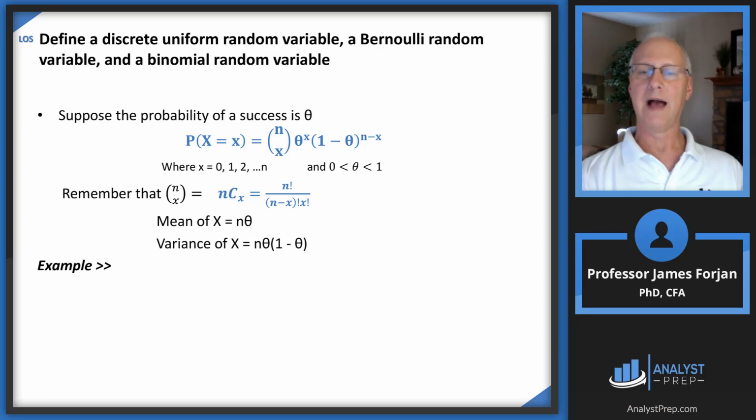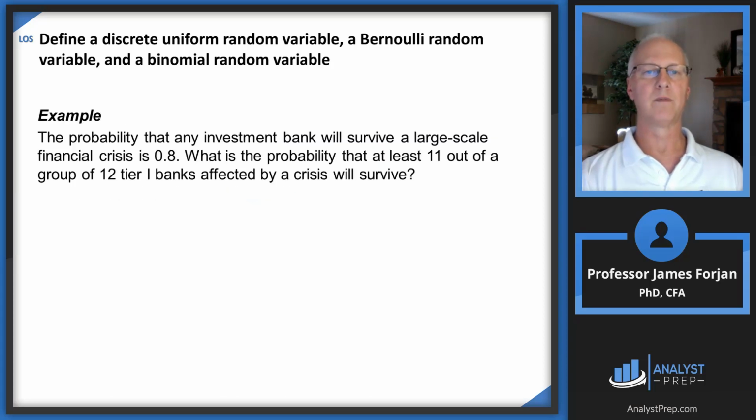Keeping in mind that notation of the parentheses with the n above the x, that's the formula that we used in the statistical concepts video for combination counting. So you've got the factorials in the numerator and some factorials in the denominator. There's the mean and the variance of the Bernoulli random variable. So let's take a look at an example.